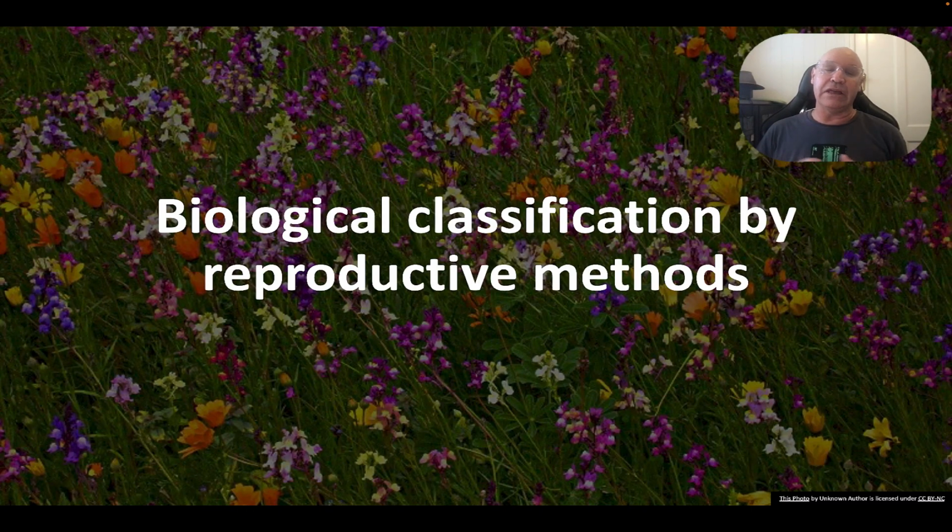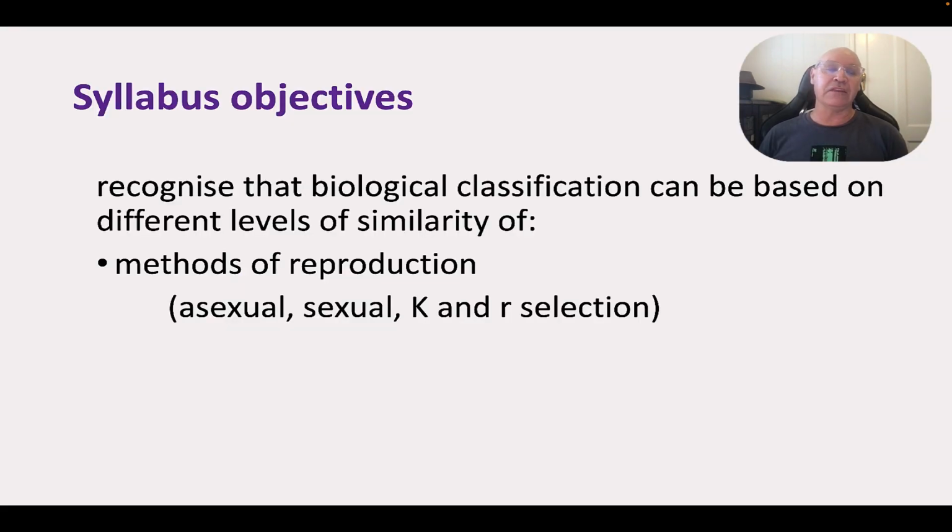So this video is about biological classification by reproductive methods. The syllabus objective says that you need to be able to recognise that biological classification can be based on different levels of similarity of methods of reproduction. So we're going to look at asexual versus sexual reproduction, but then also compare K and R selection.